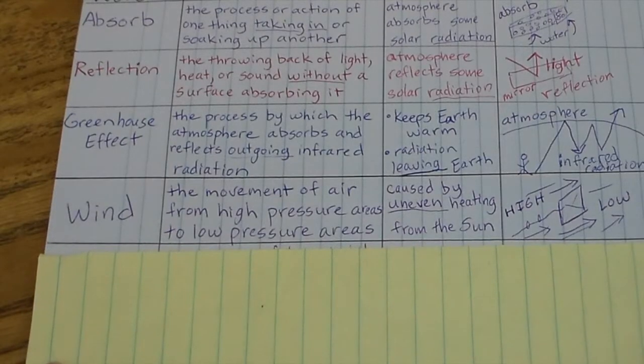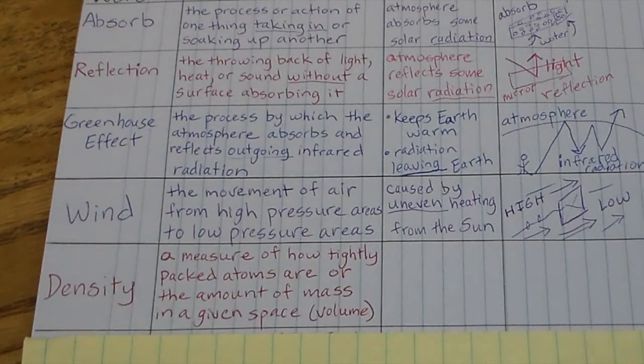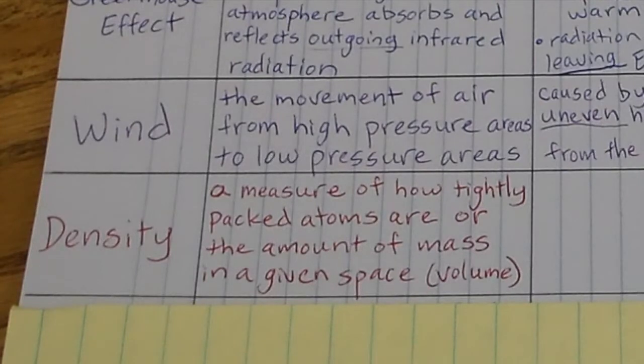So our next word is going to better help us understand wind. Our second word is density. And again, density is going to better help us understand how air has pressure and how that's going to cause wind. So density is a measure. It's a measurement, just like volume or area.